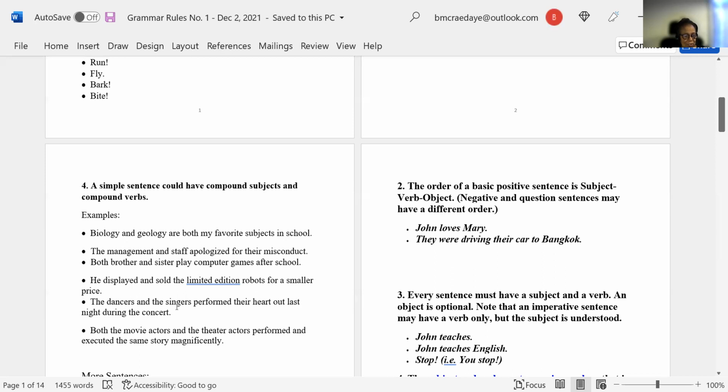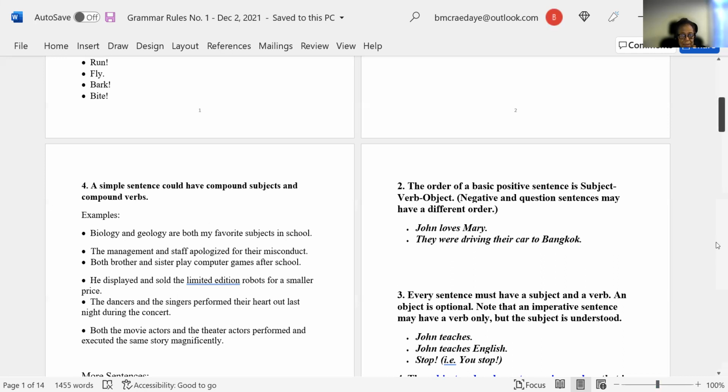Dancers, singers. Compound verb, performed. Okay, that verb goes with the dancers and the singers. And the last one: both the movie actors and the theater actors performed and executed the same story magnificently. So the compound subject is the movie actors, the theater actors. But the compound verbs here, we have both performed and executed.